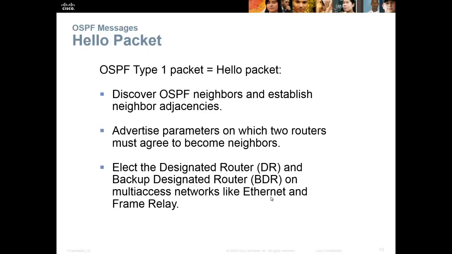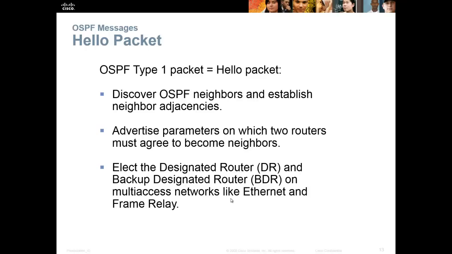Now we'll get into all that in just a minute, but realize it's not just because we're in area 0 that we form those adjacencies. There are 3 criteria. Our hello timers, our dead timers, and our areas have to be the same. If they're not, we will not form an adjacency. They also have other information that's used to elect the designated router and the backup designated router, so the DR and the BDR, and we'll talk about those in just a second.